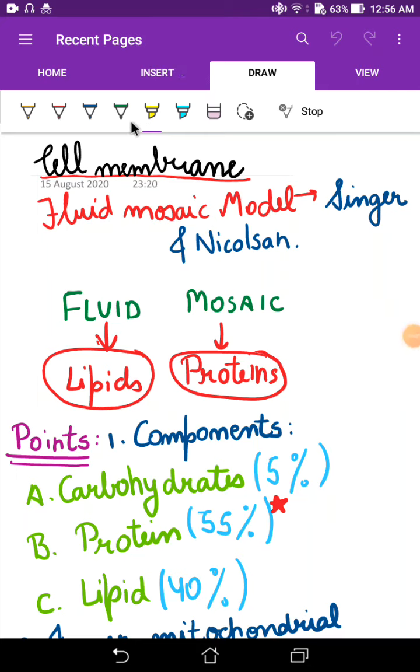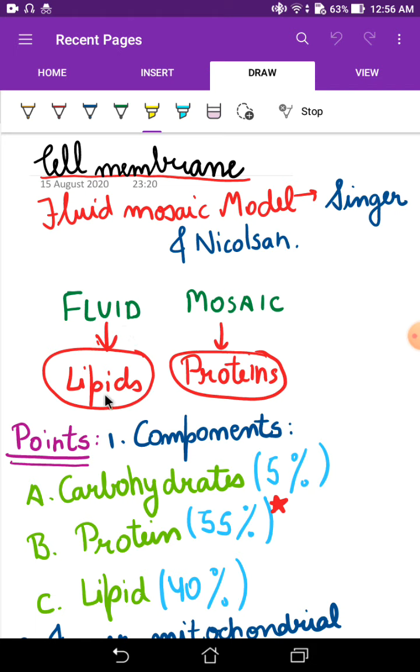This lecture is about the cell membrane. As you know, the cell membrane follows a model known as the fluid mosaic model. This model was proposed by Singer and Nicholson, and it explains the components of the cell membrane and its function. There are two words, mainly: fluid and mosaic.